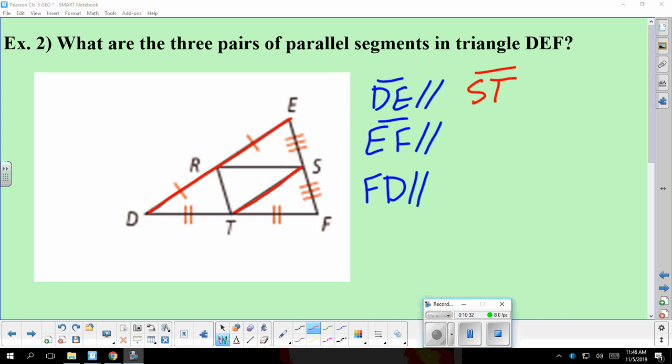All right, so EF, we'll do this in green color. This guy is going to be parallel to this one. And then FD, this segment right here, is parallel to this one.